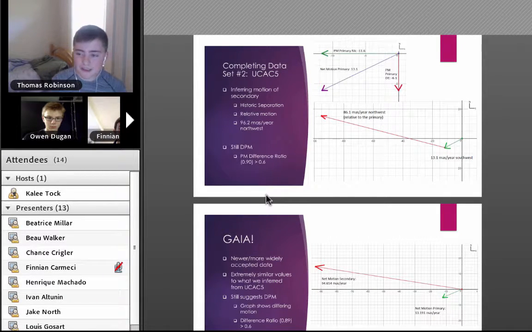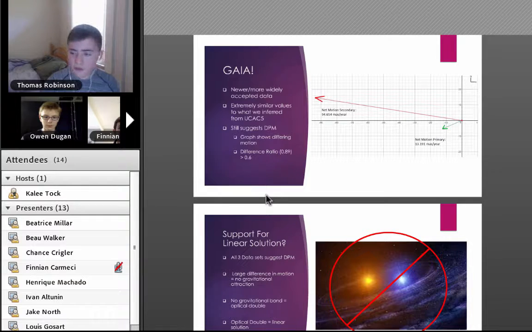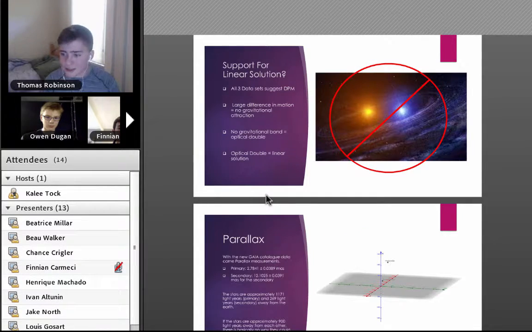As for the second data set, UCAC5, we had to infer the proper motion of the secondary star because we only had the proper motion of the primary available. In order to do this, we used the historic separation to derive a relative motion and then added those two vectors together. Even with these results, we still found different proper motion, both from the equation and the graph. During the review process of our paper, new Gaia data was released, which is a newer catalog with more widely accepted data. These values were very similar to what we inferred from UCAC5 and still suggest different proper motion. So in general, this supports our linear solution and that these stars are not gravitationally bound.